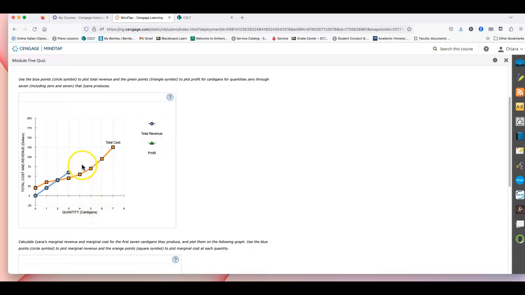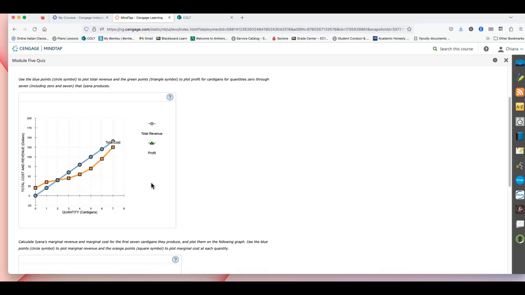4 cardigans, $20. 4 times 2 is 8, so $80. At 5, I'm going to find it at 100, right? 5 times 20. 6 cardigans times 20 is 120, so 6 and 120. 7 and 140. I found my total revenue curve. Now what I need to do is find my total profit.